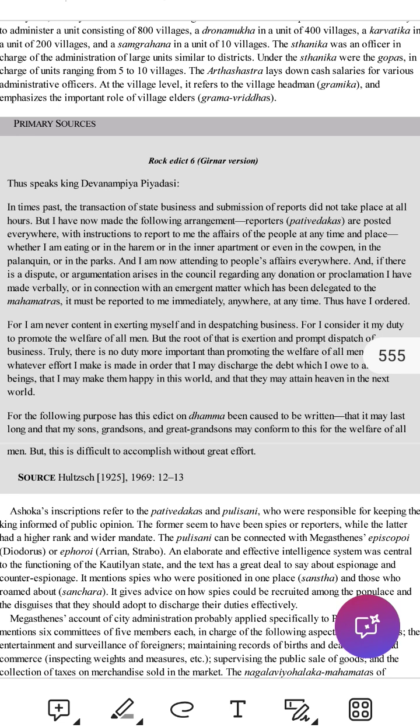Sure, let's break down this edict even further into very simple parts. We'll go step by step, word by word, so it's easy to understand.